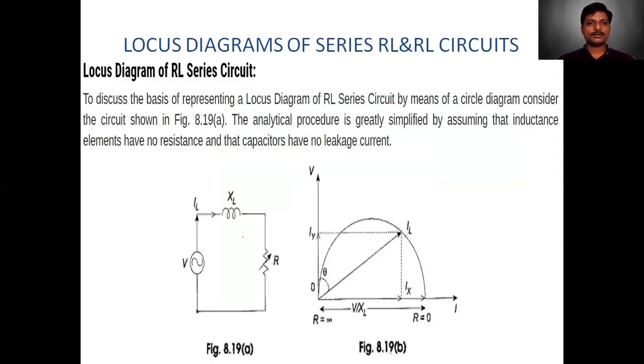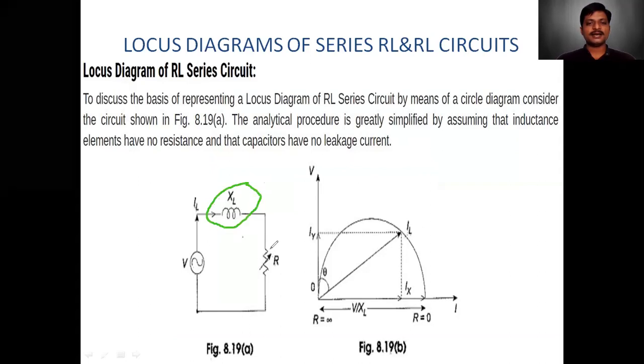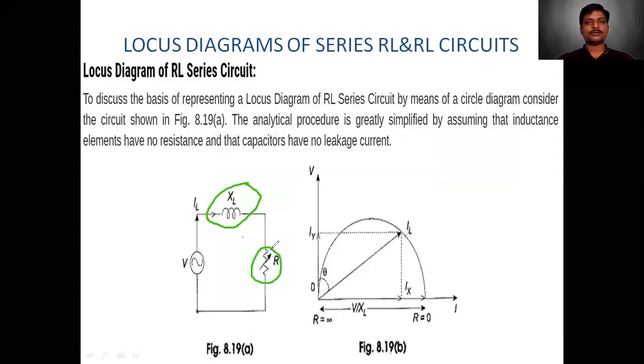Let us talk about locus diagram of series RL circuit. When you take a series RL circuit like this, here in this diagram XL is fixed and resistance is variable, which means we cannot change the value of reactance, but we can change the value of resistance, and frequency is fixed. You cannot change the frequency also. Only the parameter we are changing is resistance.